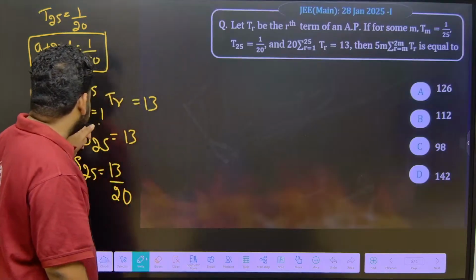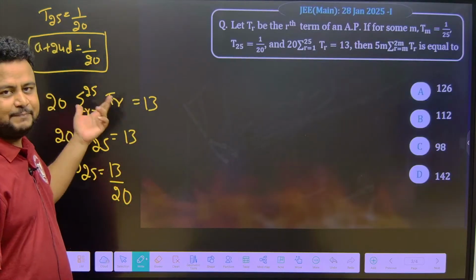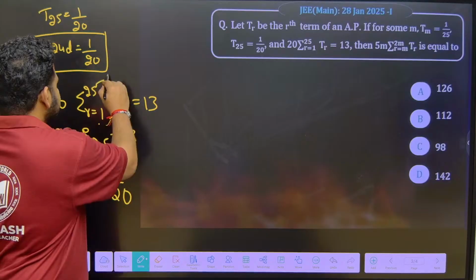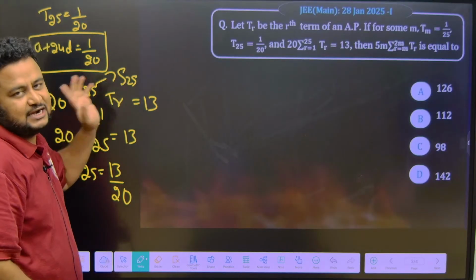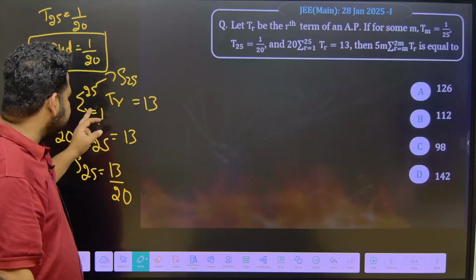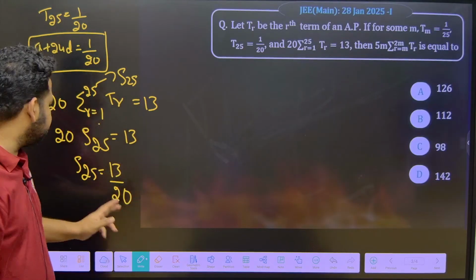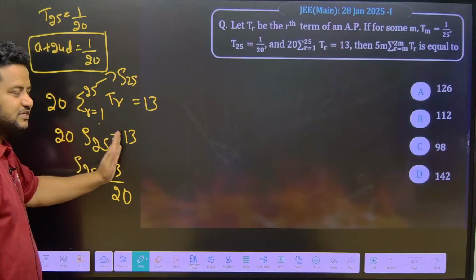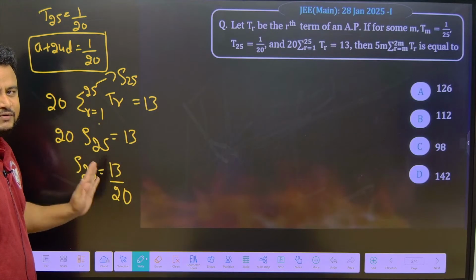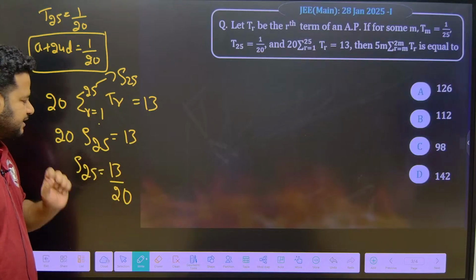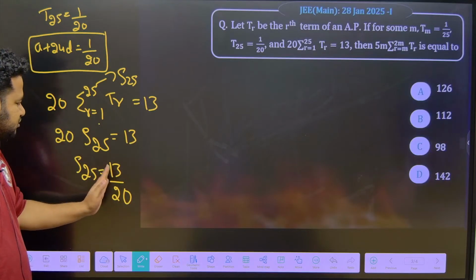So if you are getting summation with r running from 1 to 25, in AP it is nothing but S25. If it is r running from 1 to 100, it is nothing but S100. If it is r running from 1 to n, it is nothing but Sn. That is what I have written. 20 times S25 is equal to 13. That means S25 is equal to 13 by 20. Now we have S25 is equal to 13 by 20.